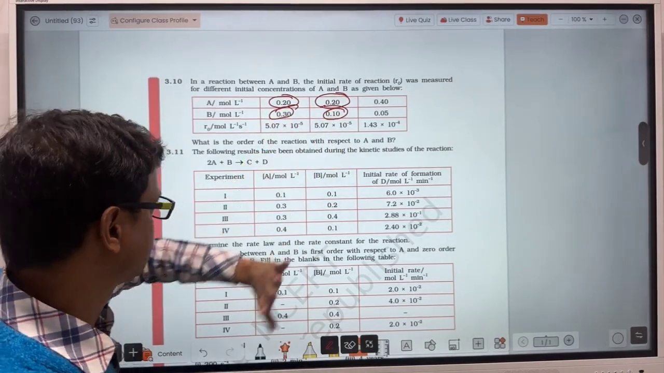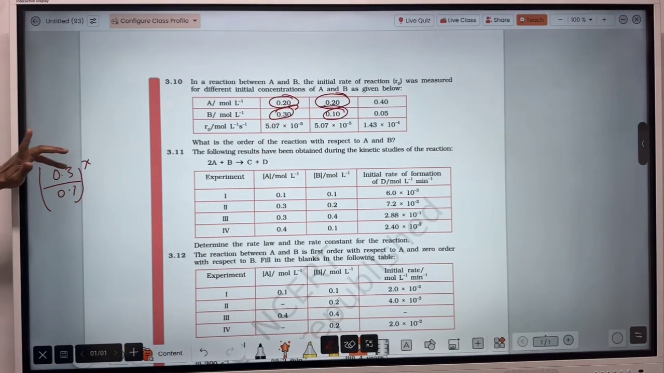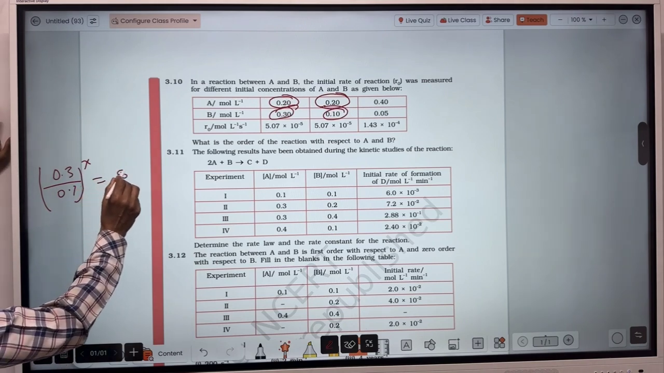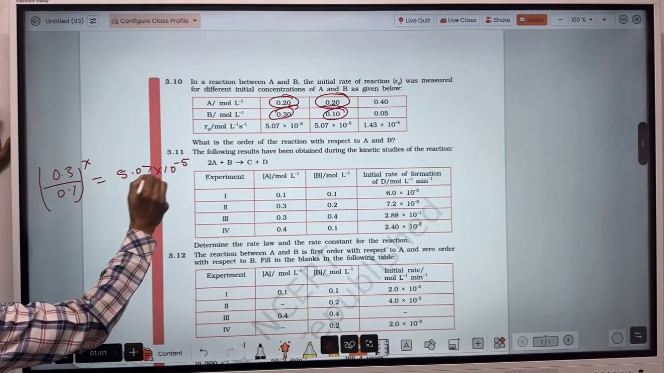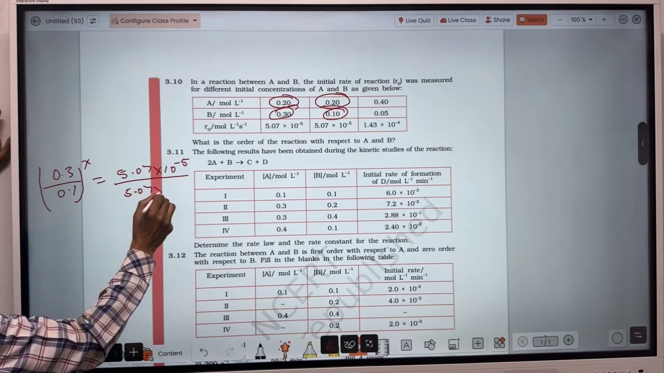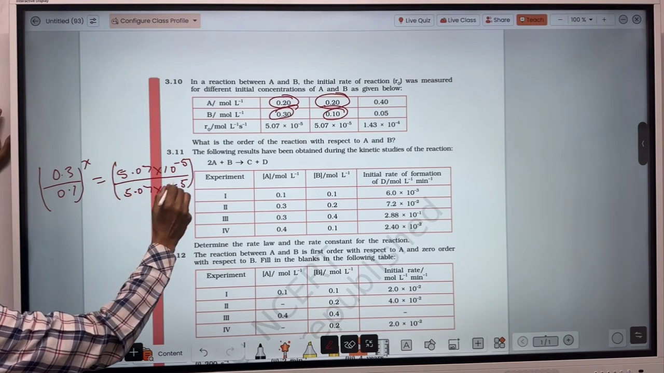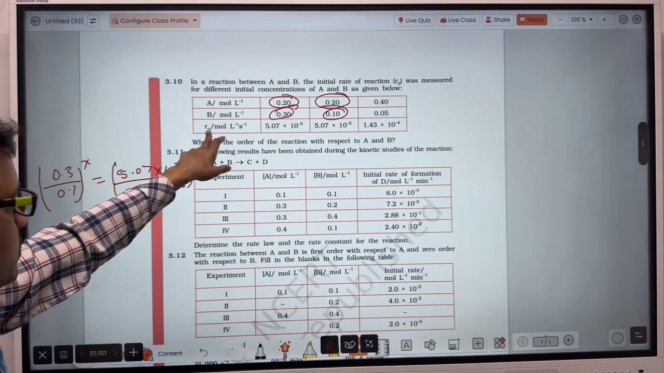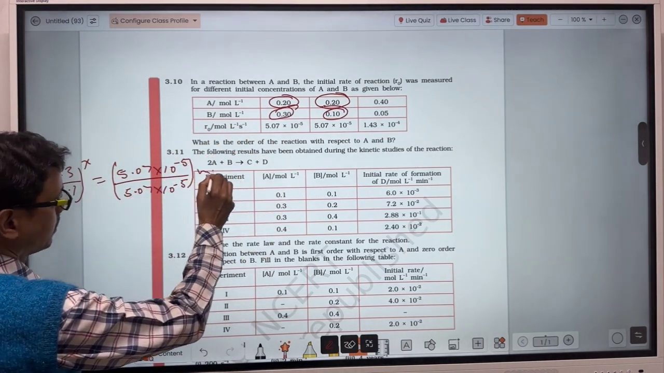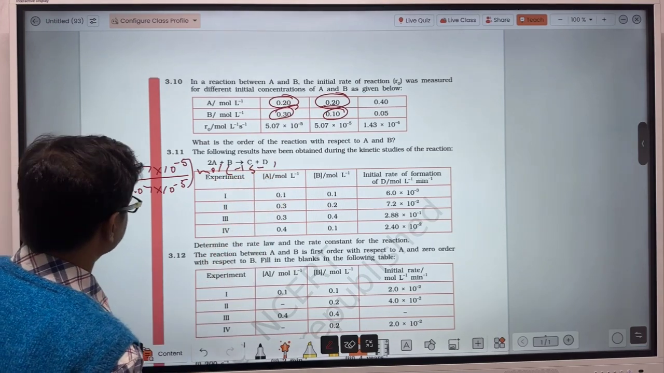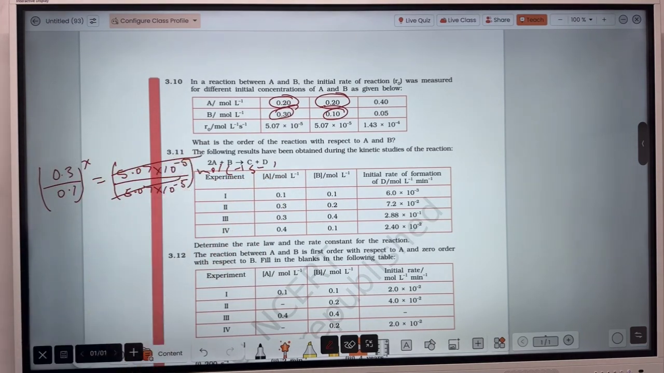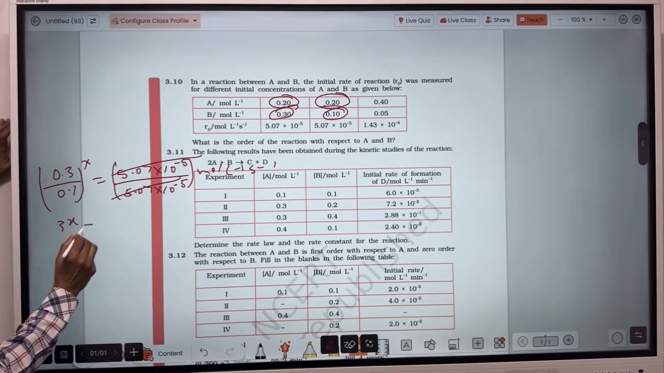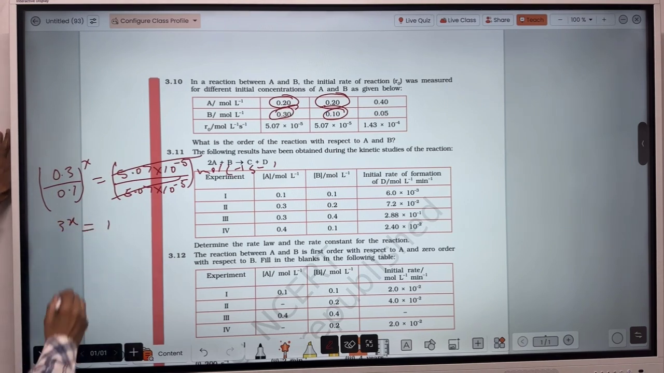So we will have to take this data upon this data. 0.3 upon 0.1 to the power x will be equal to 5.07 into 10 power minus 5 upon 5.07 into 10 power minus 5. The unit here is mole per liter per second. So this is 1, and 3 to the power x is equal to 1, which is possible only when x is equal to 0, because anything to the power 0 is equal to 1. So x equals 0.